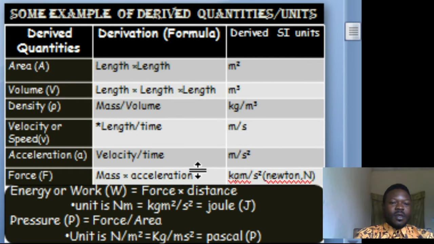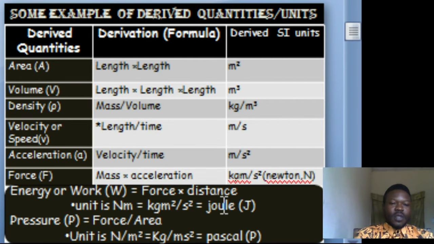Force. Force can be weight. Weight of an object is also force. That is, force is the product of mass and its acceleration. If we say weight, weight is the product of mass and the acceleration due to gravity. Now, mass is in kilogram, while acceleration is in meter per second squared. We just derived that. And this is kilogram meter per second squared, also known as Newton. Newton, capital N. Energy or work done is force times distance. If you put the unit of force, force is a derived quantity, and if you do that, you have the unit to be kilogram meter squared per second squared, also known as joule.